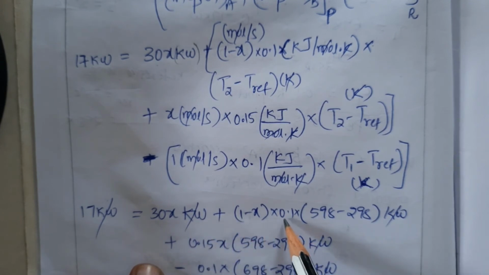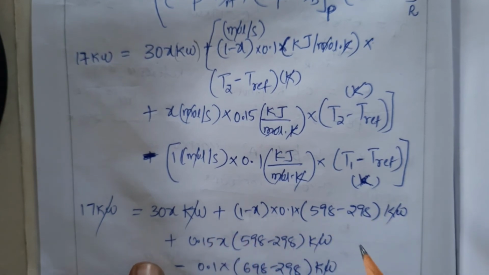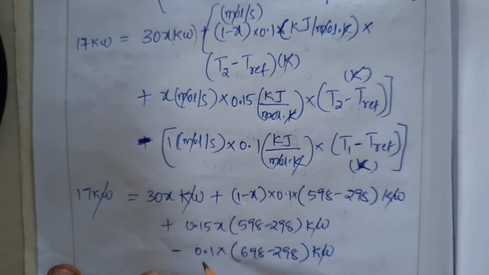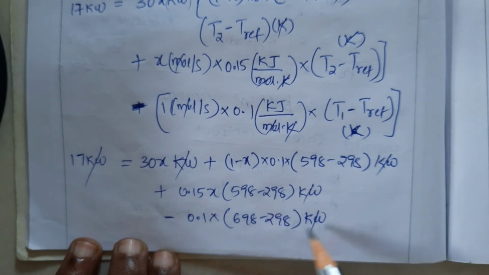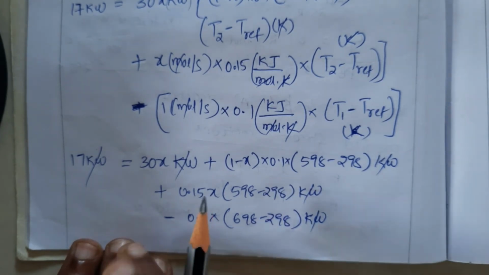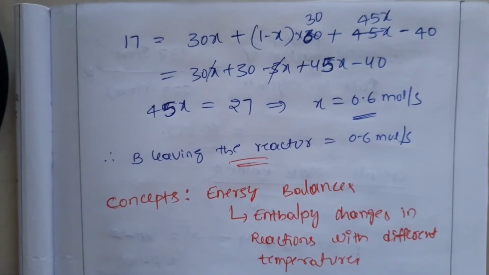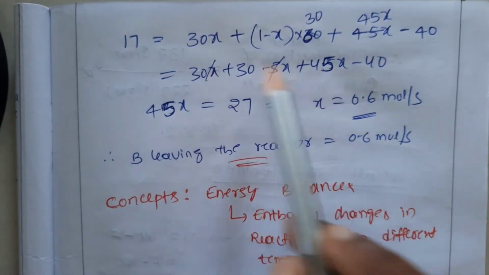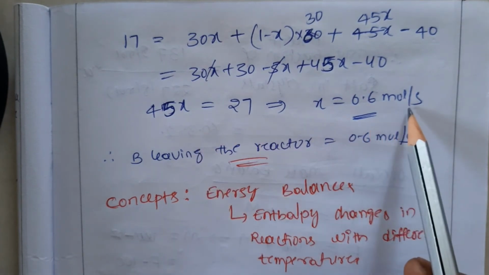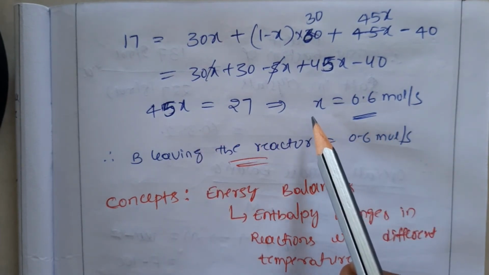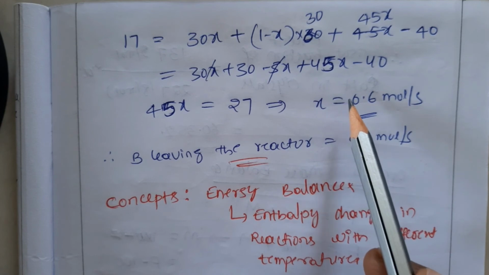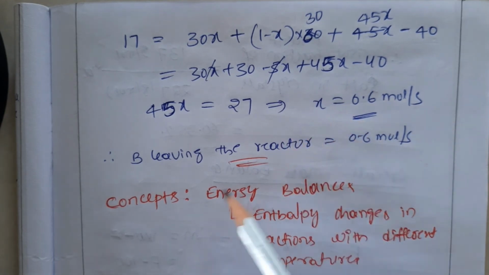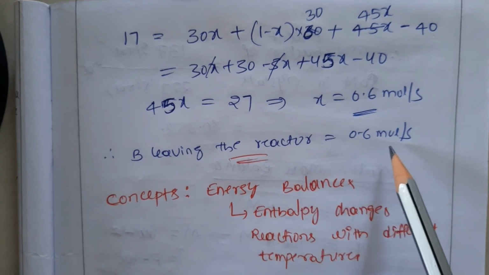plus 1 minus x into 0.1. In all the cases, the kilowatt terms get cancelled. By substituting the corresponding values and calculating the x value, and simplifying the equation, we get x as 0.6 mole per second. That is what we assumed: x is the moles of A reacted. The corresponding moles of B forming is the same as per the stoichiometry, since A gives rise to B. So B leaving the reactor equals 0.6 mole per second.